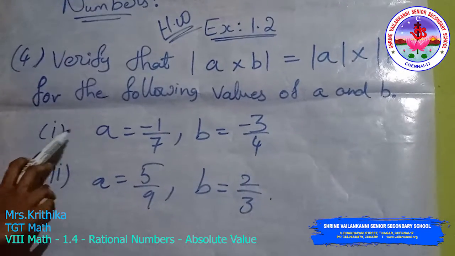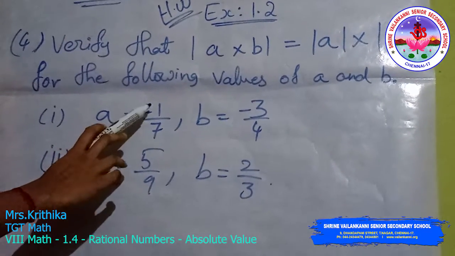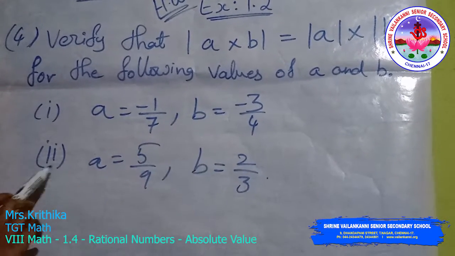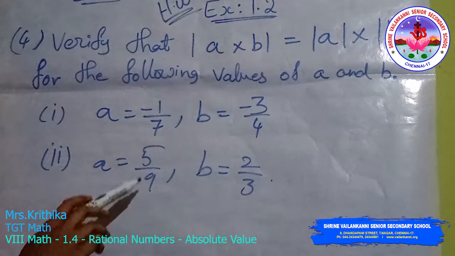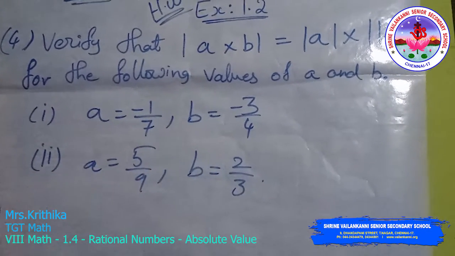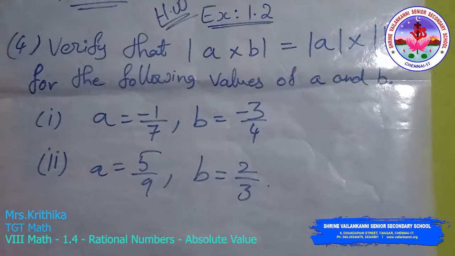Homework sum. First question, a is equal to minus 1 by 7, b is equal to minus 3 by 4. Second question, a is equal to 5 by 9, b is equal to 2 by 3. Thank you students. We will see you on next class.